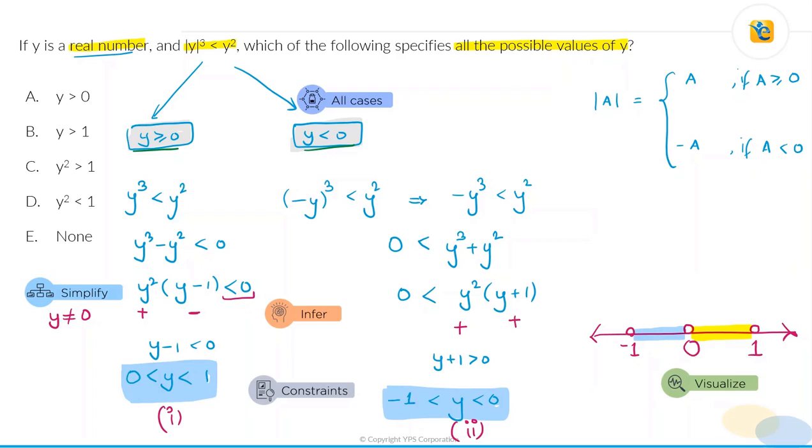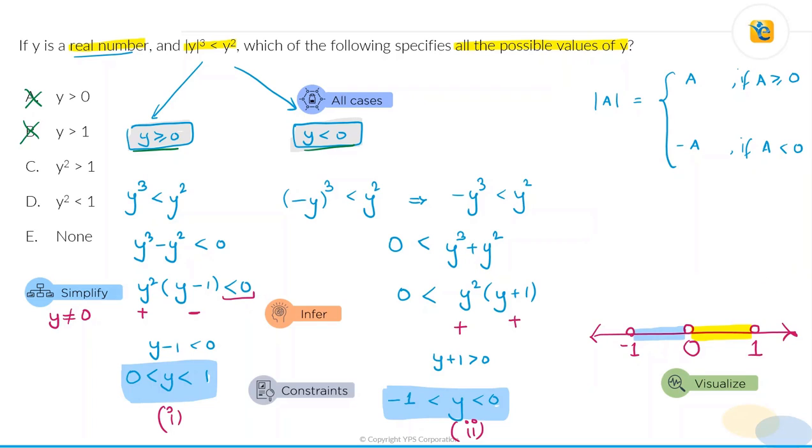Right? So let's look at choice A. Choice A says y is greater than 0. This is definitely not it. Y greater than 0 would have so many other numbers and would not even have this blue region, the one that I have between negative 1 and 0. Similarly, y greater than 1 is wrong. Y greater than 1 is everything here on the right hand side of 1, which is not a part of my solution range. So I eliminate choice B as well.